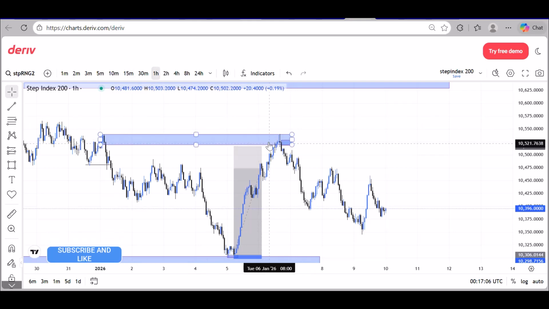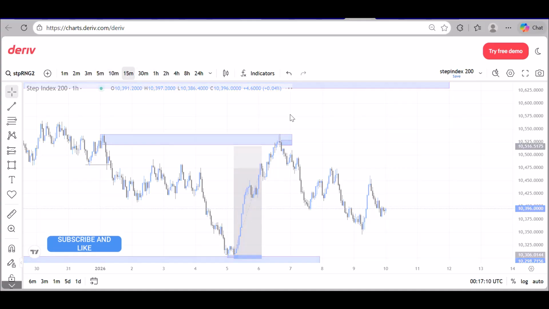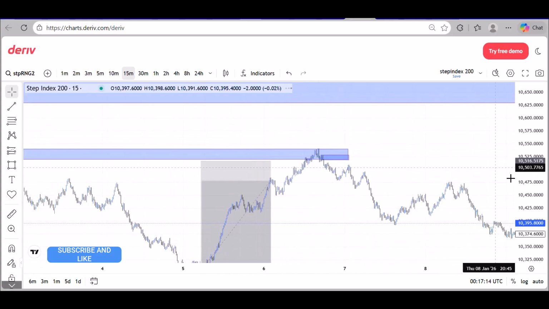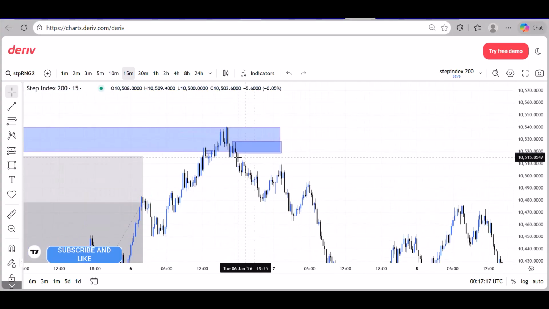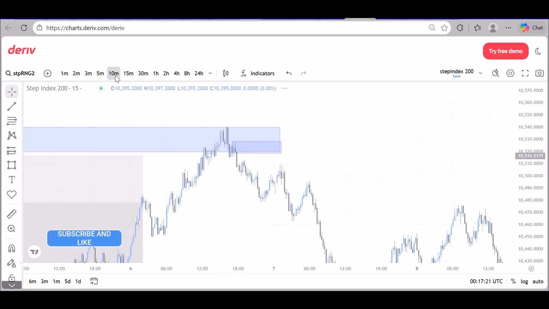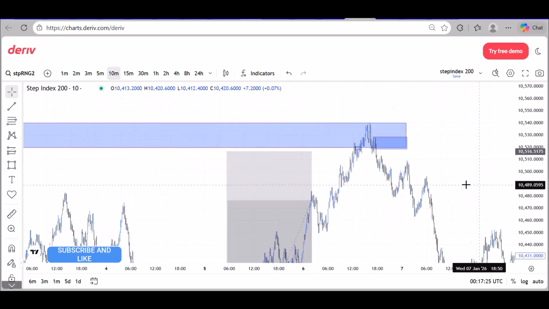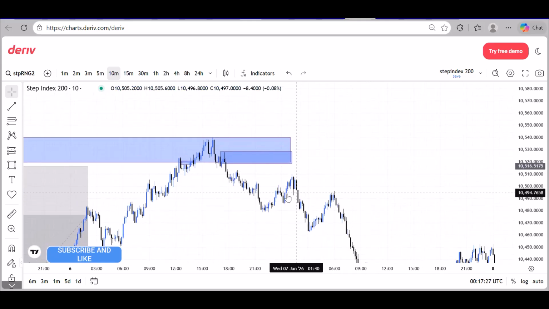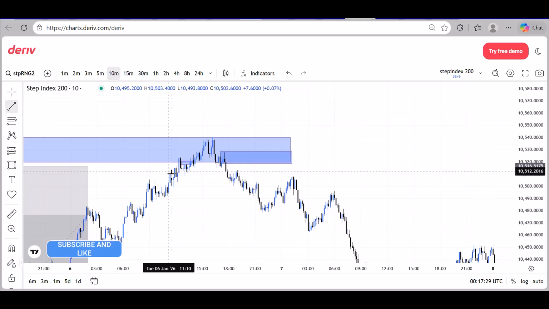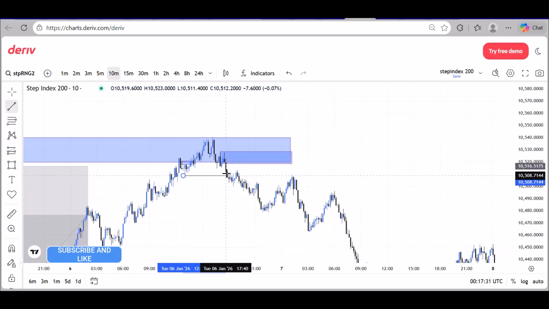So this is a 1 hour time frame. Let's go to our 15, 10, or 5 to see any entry. Coming down to our 15-minute time frame, you saw that price tapped into that zone. There was nothing clear to have entered the trade here. So let's go to our 10 minutes time frame. Here we saw that there was a break of structure. There's a break of structure here. Now this is the zone that caused the break of structure.